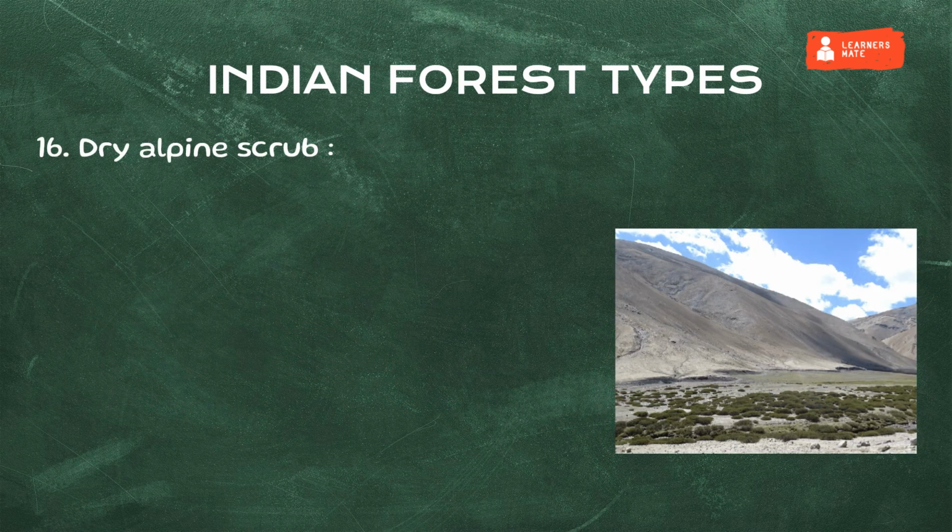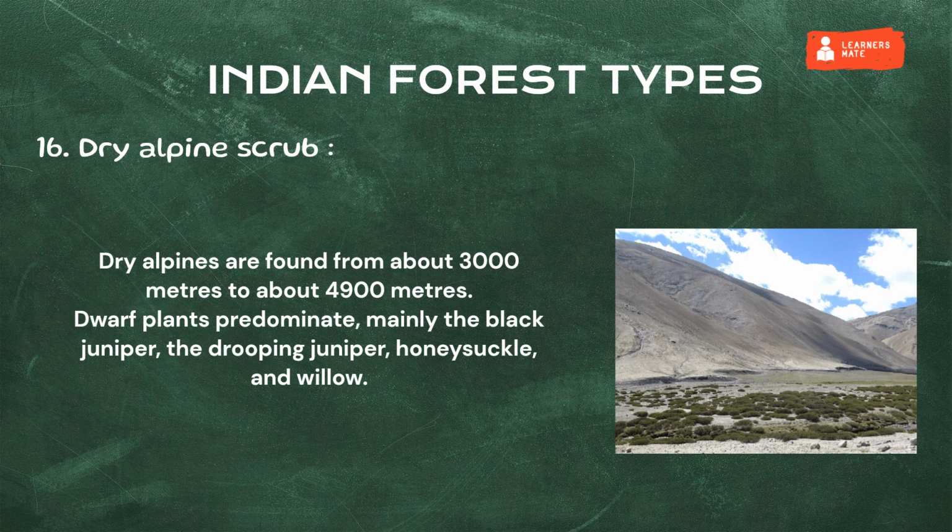Dry alpine shrubs. Dry alpine shrubs are found from about 3,000 meters to 4,900 meters. Dwarf plants predominate, mainly the black juniper and drooping juniper.